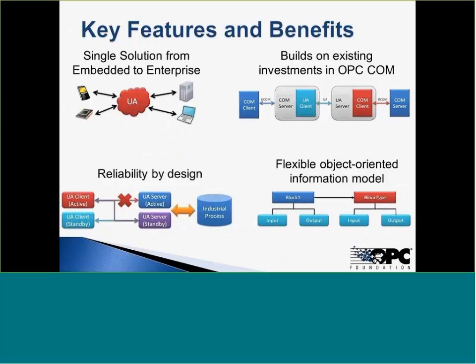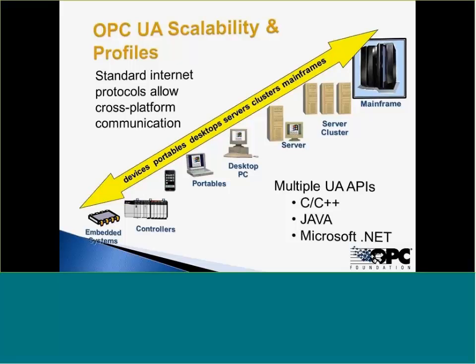I talk about reliability by design. Reliability is built into the architecture very specifically, and I'm going to talk a lot more about the information model, but we have a very flexible object orientation model that allows us to take complex information from not only suppliers, but also from consortiums, and OPC UA becomes the transport and the discovery mechanism for moving that complex information.